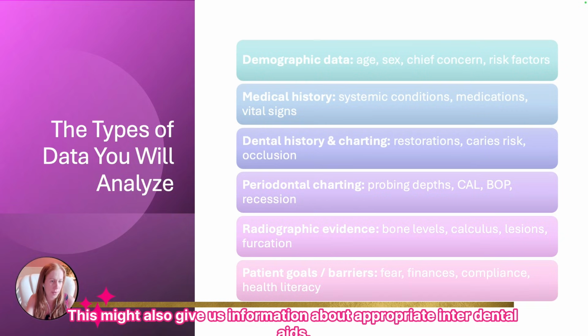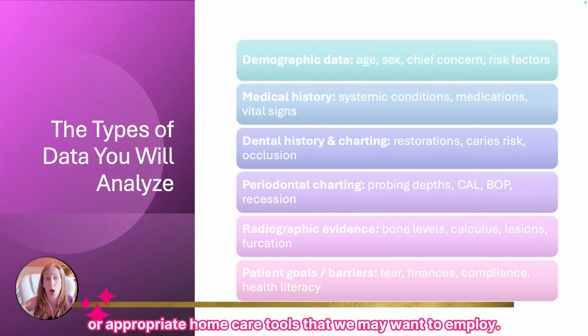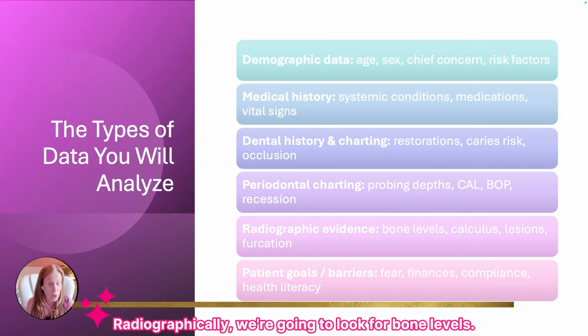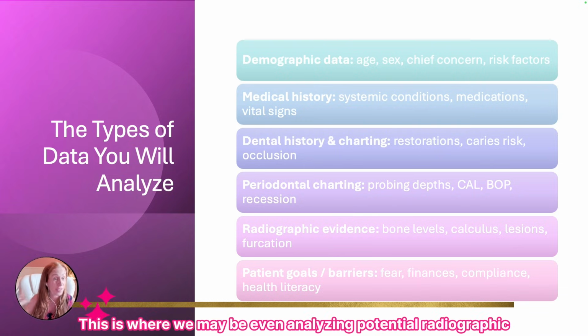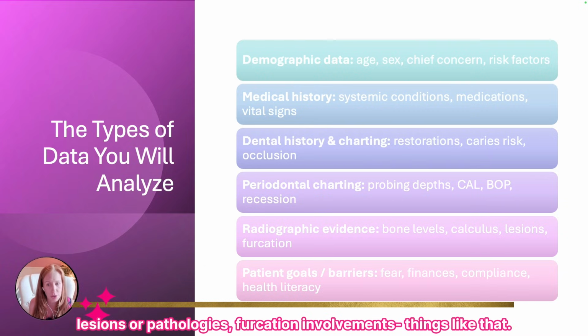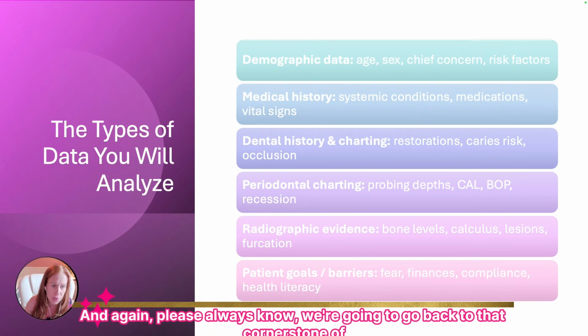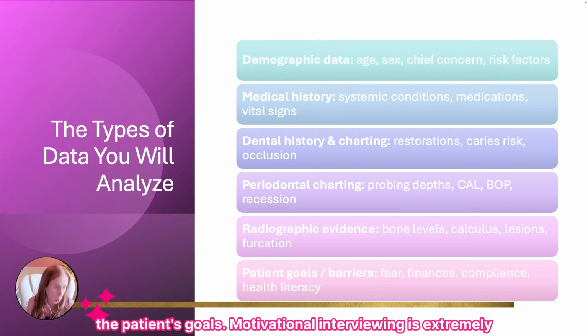This might also give us information about appropriate interdental aids or appropriate home care tools that we may want to employ. Radiographically, we're going to look for bone levels. We're going to look for the presence of radiologic debris. This is where we may be even analyzing potential radiographic lesions or pathologies, furcation involvements, things like that. And again, please always know, we're going to go back to that cornerstone of the patient's goals.